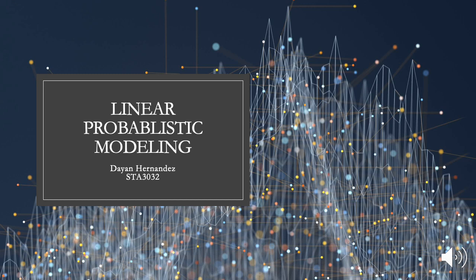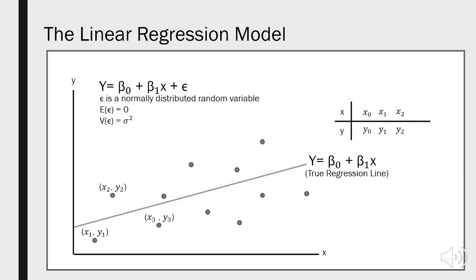Linear probabilistic modeling is a tool that takes a dependent and independent variable and uses those variables to predict outcomes based on the data gathered. The formula looks very similar to something we have all seen before. Y equals mx plus b. We learned that in 8th grade, plus a sigma variable.